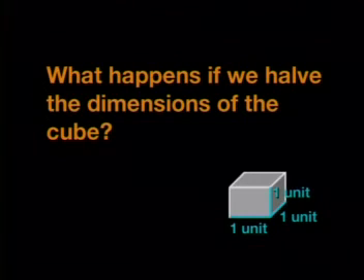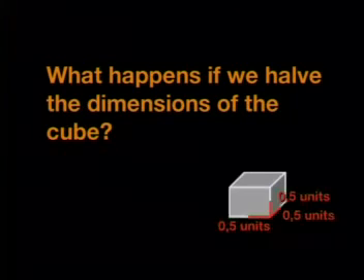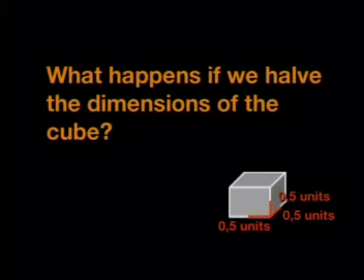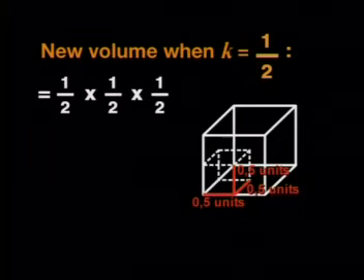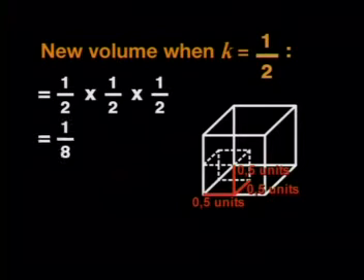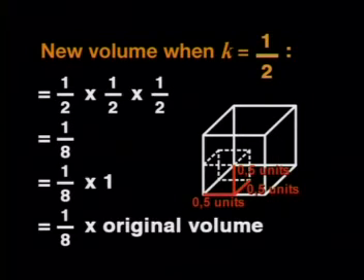So far, we have only looked at multiplying the dimensions of a cube by a number bigger than 1. What happens if we halve the dimensions of the cube? How does this affect the volume of the cube? If we halve each of its side lengths, we get lengths of half a unit. So the volume will be half times half times half. That gives us a volume of 1/8. The new volume is 1/8 of the original volume.